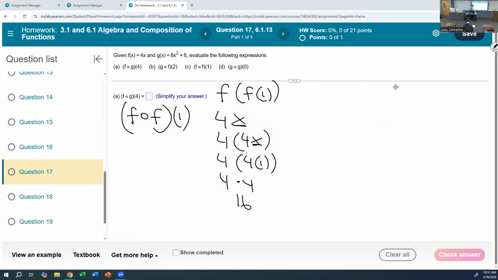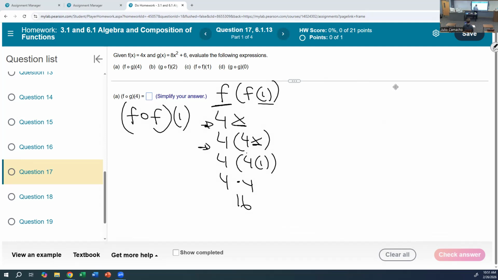As you can see, we follow the same process. First of all, you set up the equation that is outside. Then you replace the x of this equation by the whole equation that is inside the parentheses. In this case, the same one because it's f of x. And then you replace the x of the equation that you put by this number and solve. Okay, that one wasn't bad.